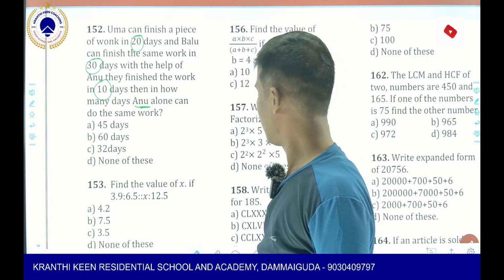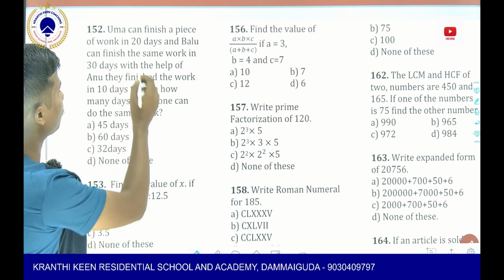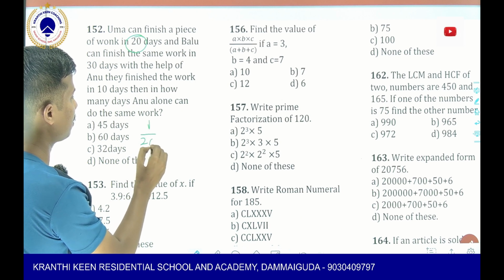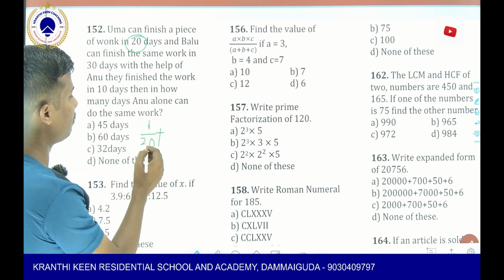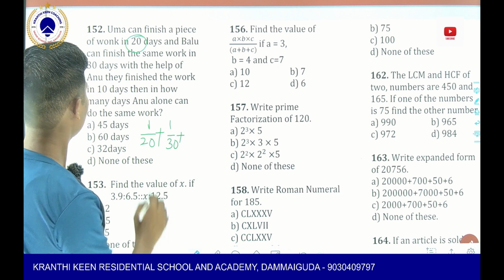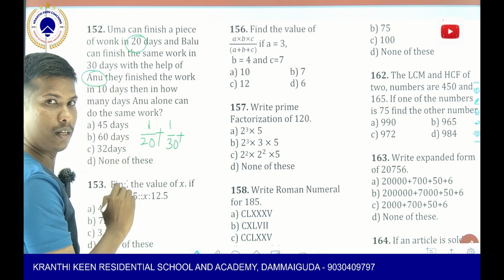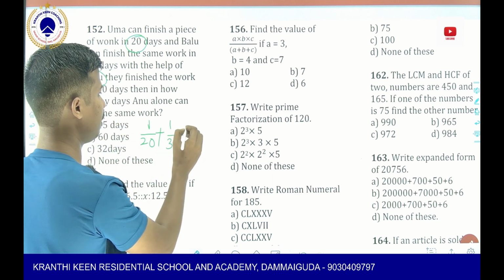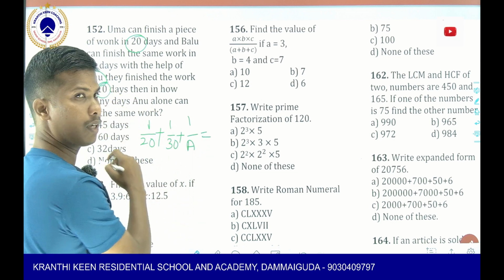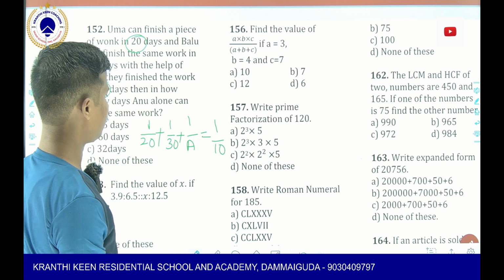You see, for this what do we have. Uma can finish the work in 20 days, so 1 by 20, plus Balu can finish the same work in 30 days, 1 by 30. And next, Anu. With the help of Anu they finish, but we don't know how many days Anu can take. Therefore, let it be 1 by A. And they all combined can finish the work in 10 days, 1 by 10.